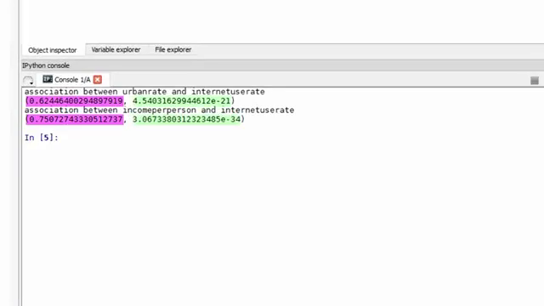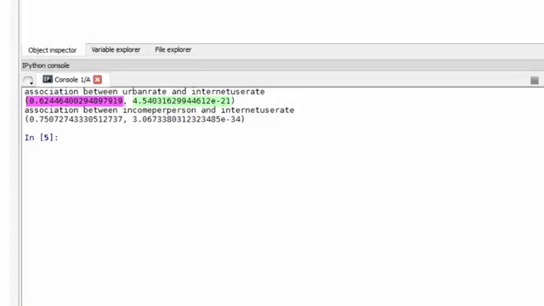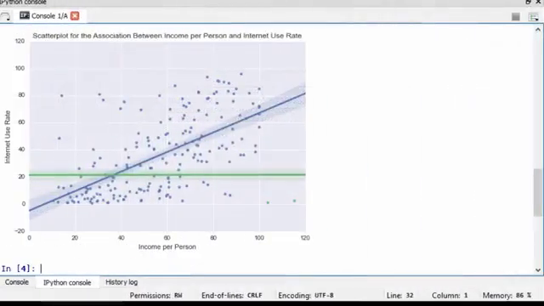For the association between urban rate and internet use rate, the correlation coefficient is approximately 0.6 with a very small p-value. This tells us that the relationship is statistically significant. For the association between income per person and internet use rate, the correlation coefficient is approximately 0.75 and also has a significant p-value. Now we can actually interpret the scatter plots and the correlation coefficients.